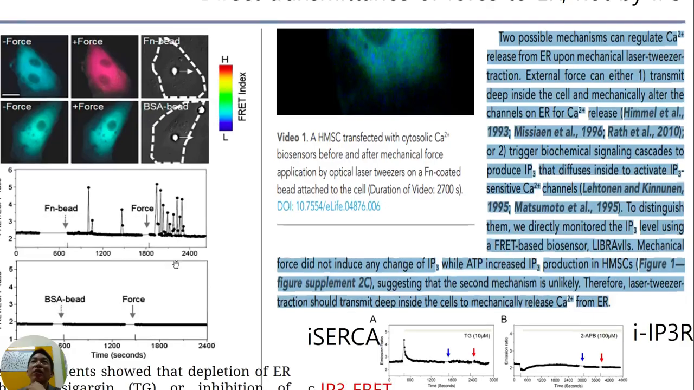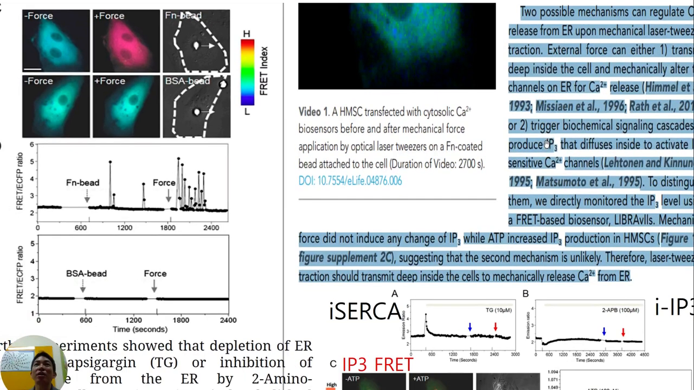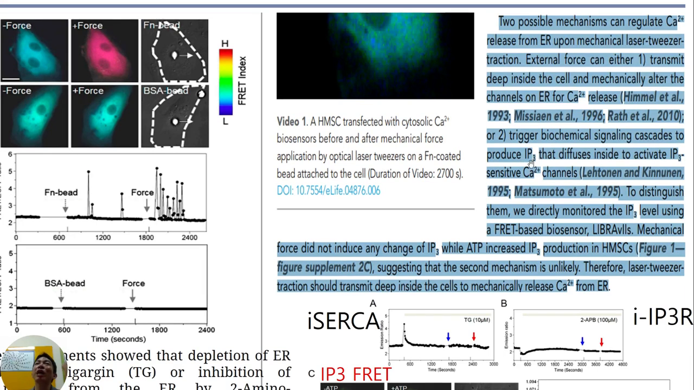So here, after this finding, they tried to think about how this happened, for discussion. Two possible mechanisms can regulate the calcium release from ER, because there is no calcium in the media, right? The first is mechanical, by optical tweezer traction. External force can transmit deep inside the cell and mechanically alter the channel on the ER for calcium release. They don't know, but when you change the cell membrane, somehow the ER can be tensioned. That is one possible mechanism. Second, they trigger a biochemical signaling cascade to produce IP3.